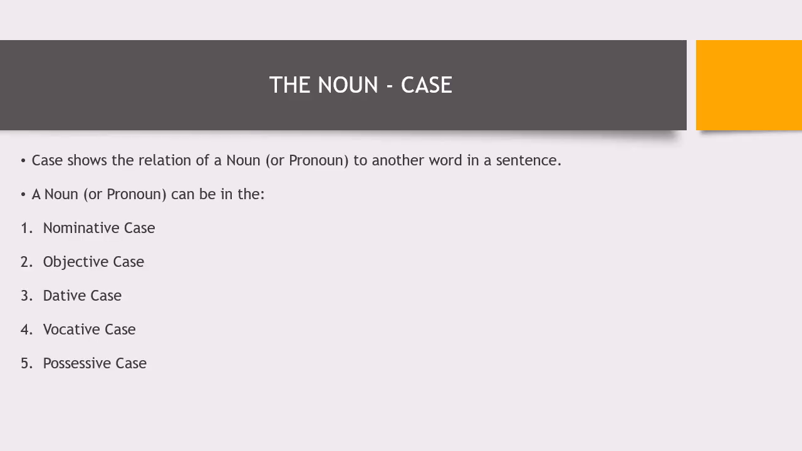The noun. Case. Case shows the relation of a noun or pronoun to another word in a sentence. A noun or pronoun can be in the 1. Nominative case. 2. Objective case. 3. Dative case. 4. Vocative case. 5. Possessive case.